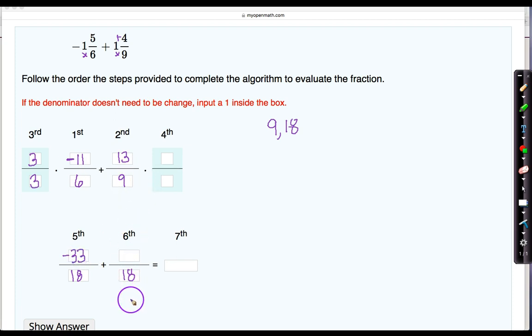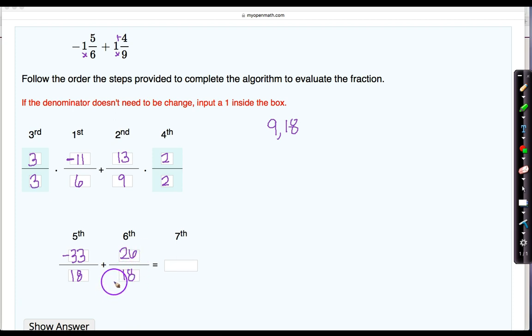Now we're going to repeat this process here, except now we're transforming a 9 into an 18. 9 times what gives you 18? The answer is 2. So I'm going to multiply the denominator by 2 and the numerator by 2. So what should I put in this box? Well, the new numerator is 13 times 2. 13 times 2 is 26. And now we have common denominators.